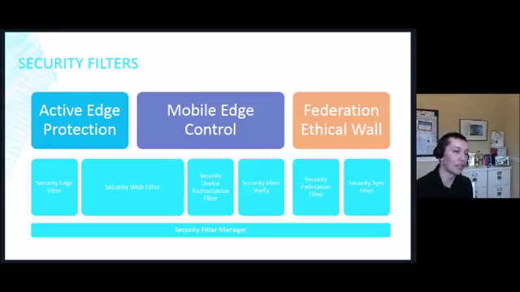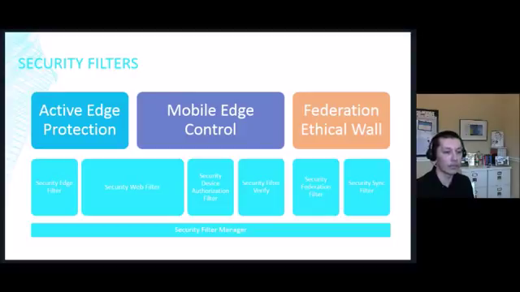And so I have 3 different solutions called Active Edge Protection, and that's against denial of service attacks. Then we also have the Mobile Edge Control that would help control which devices are authorized to connect to your environment. And then the Federation Ethical Wall, which would address the data loss protection issues, as well as presence privacy, if you will.